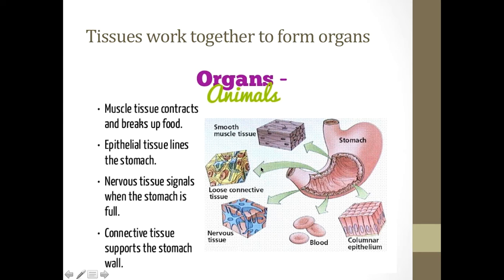We have loose connective tissue to hold it all together, so it's not just a big mess. We have blood, because we need to keep these cells alive, so it's going to deliver the oxygen and the food it needs to keep those cells alive. And then we have nervous tissue. There's nerves all throughout, especially near the sphincters, to open and close these areas right here. This is where the food comes in, that's where the food goes out to your small intestine. So they're all working together for the larger purpose of digesting your food. Remember, it goes from cells to tissues to organs, and then to organ systems, which we'll get to next week.